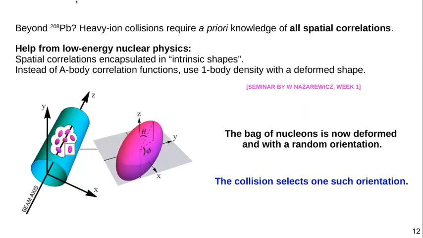So the idea is then that once you go beyond Lead-208, you start dealing with very strongly correlated systems, which is very typical in nuclei. Then you have to take into account spatial correlations of nucleons.